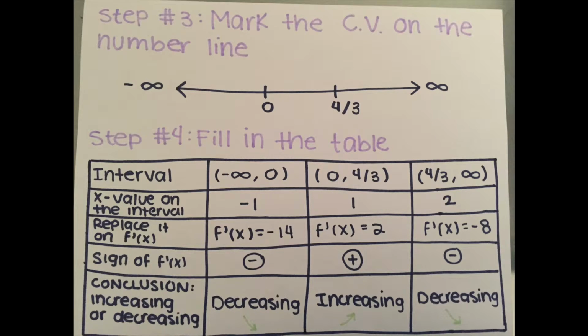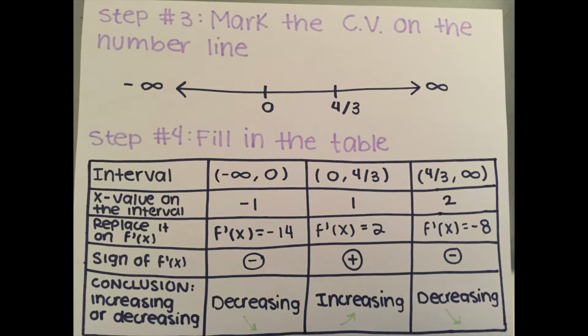The first thing we need to do is to write the intervals of the function, which were mentioned previously, and they are negative infinity to 0, then 0 to 4/3, and from 4/3 to positive infinity. Then we need to choose an x value that is inside the interval. In this case, we chose negative 1, 1, and 2.